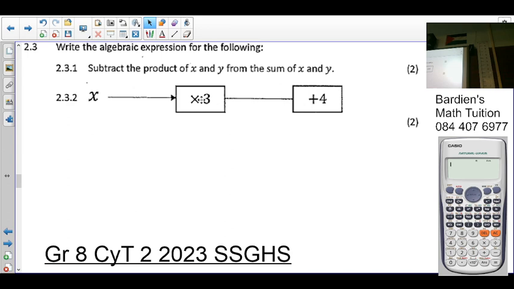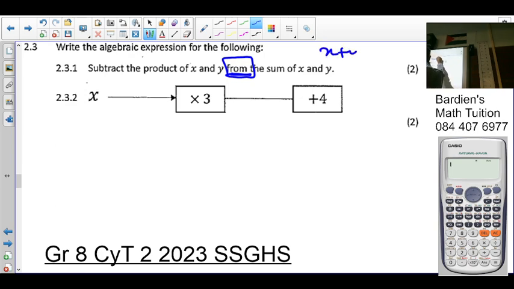Alright, so in question 2.3.1 it says, write the algebraic expression for the following. Subtract the product of x and y from the sum of x and y. So people, whatever follows from, we write first. Make that the rule: we underline from, and whatever follows from, you write first. So the sum of x and y must go first. Subtract is minus, the product is x times y. So it's going to be x plus y minus xy.